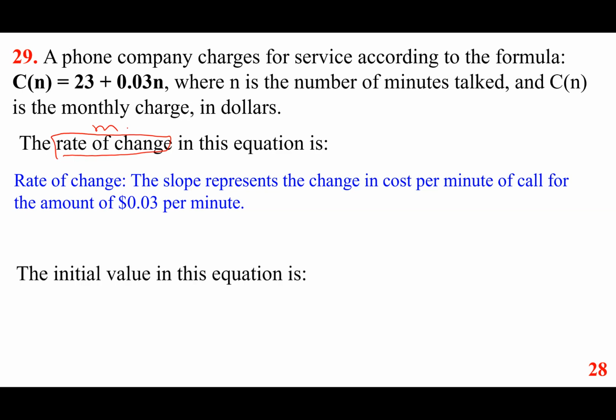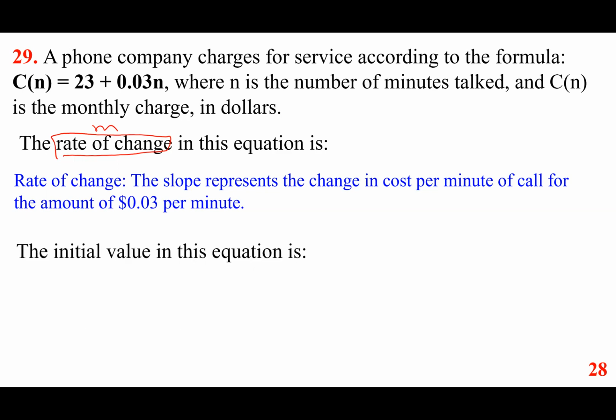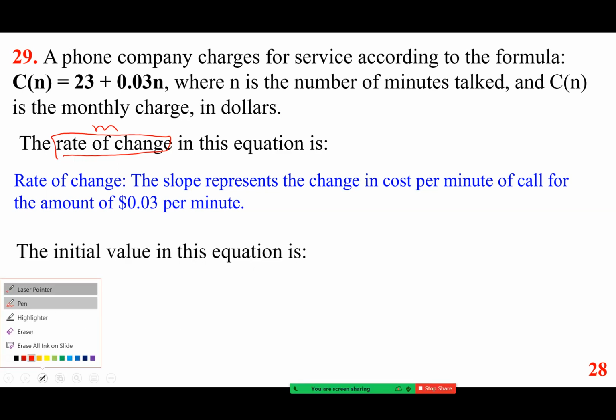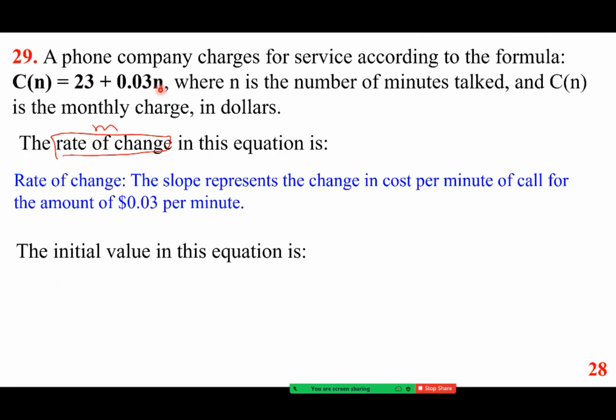What is the initial value? Initial value refers to what happens if n is 0, which is 23. If you replace n with 0, it becomes 23, which, in the case of y equals mx plus b, is the y-intercept. In this case, we call it the c-intercept.